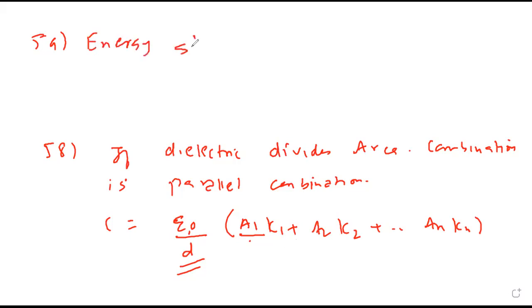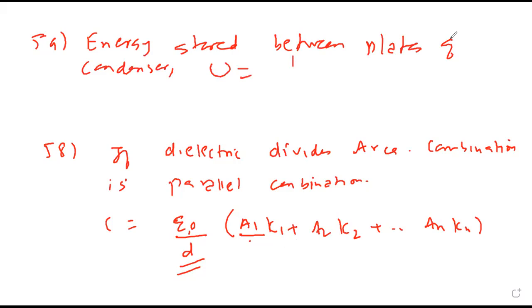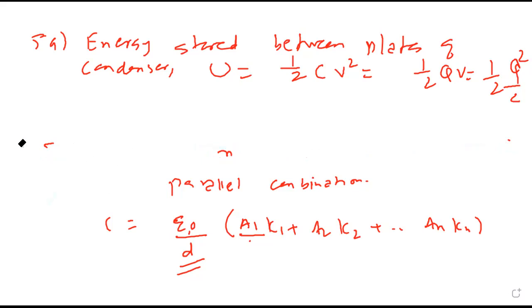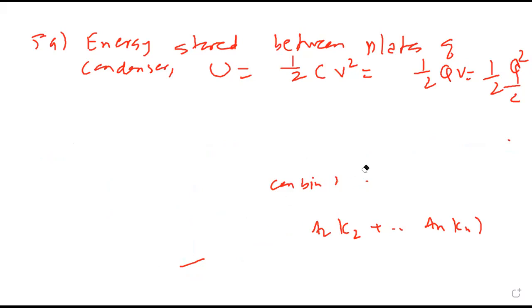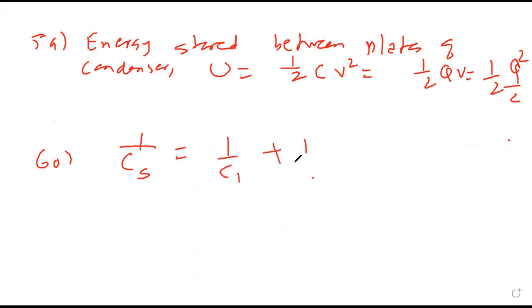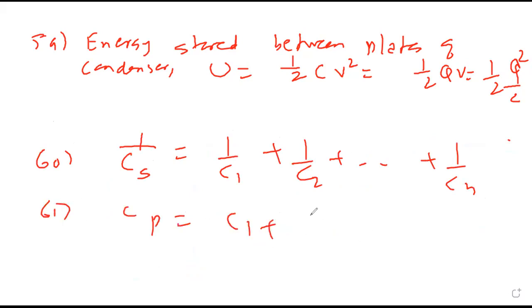Energy stored between plates of condenser, U equals to half CV square, half QV, half of Q square upon C. 68. 1 upon C in series is 1 upon C1 plus 1 upon C2, 1 upon Cn. C parallel is C1 plus C2 up to Cn.